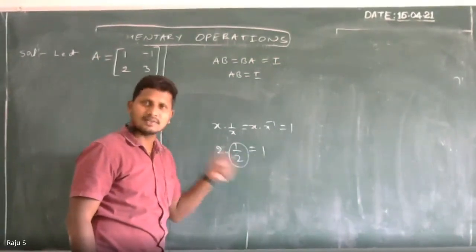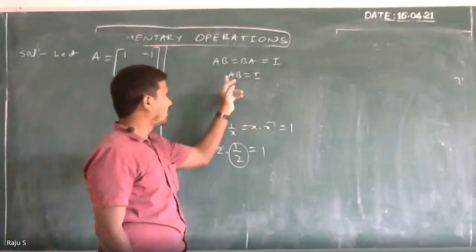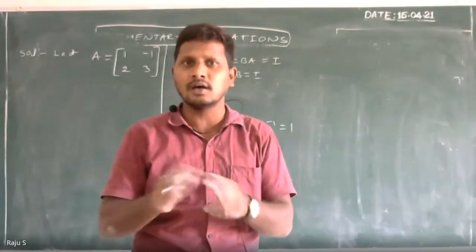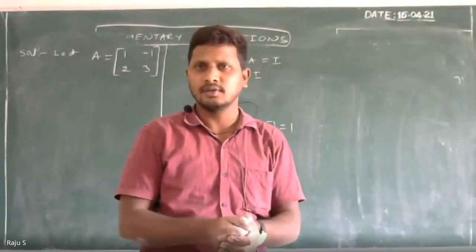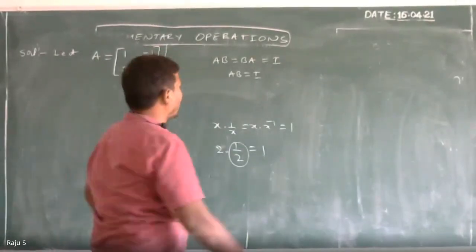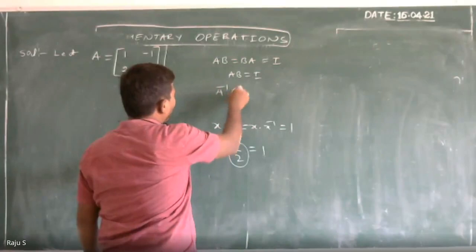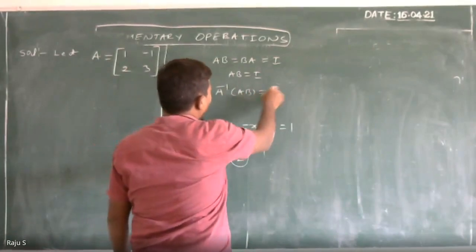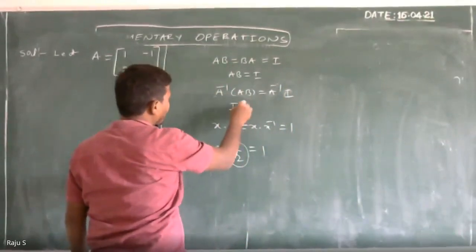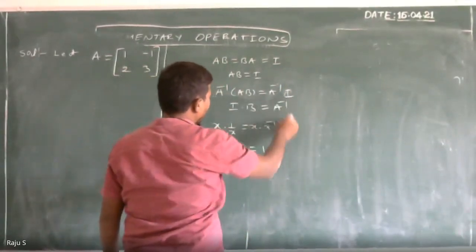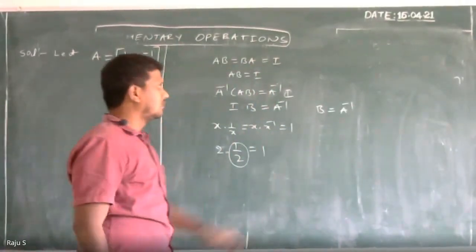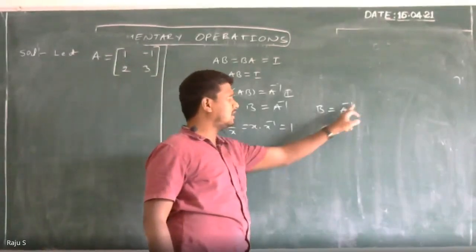Multiplicative identity is 1. In the same way, coming to matrices, when the product of any two matrices becomes identity, then the given matrices are inverse to each other. Here B is inverse to A, and A is inverse to B. How to write that? When I multiply with A inverse, A inverse of AB is equal to A inverse of I. So A inverse into A is I, into B, is equal to A inverse. So finally B is equal to A inverse. Is it clear? So nothing but B is the inverse of A.